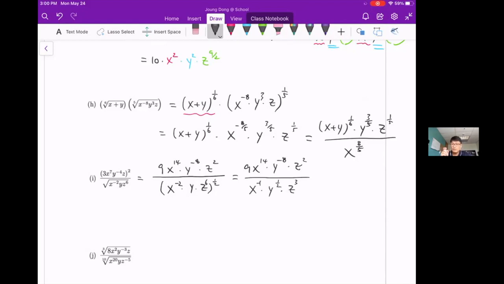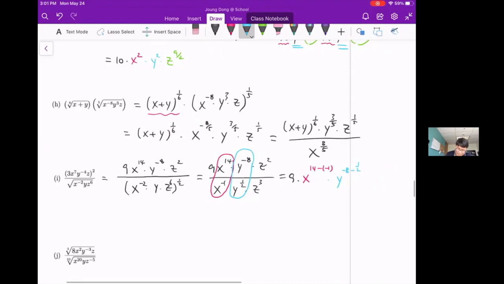First of all, coefficient 9, nothing to do. Okay, just keep the 9 from this point. Okay, and let me take the like terms and put this one. Quotient, subtraction, right? 14 minus 1, and y term, quotient and subtraction again. y to the minus 8 minus 1/2, and z term, subtraction. Okay, then let me combine everything, okay?